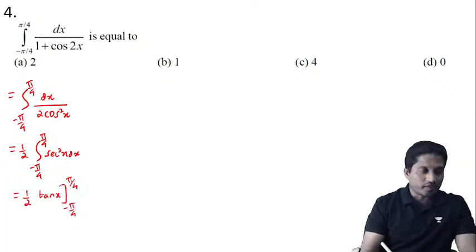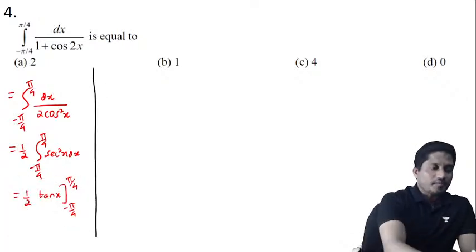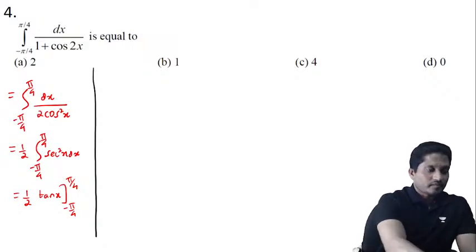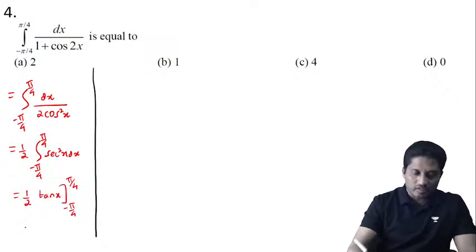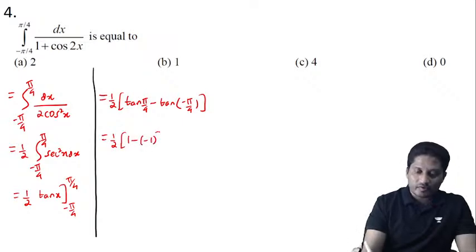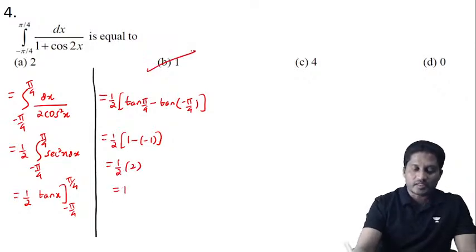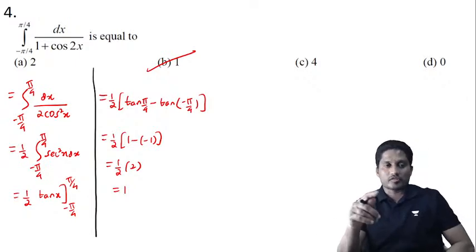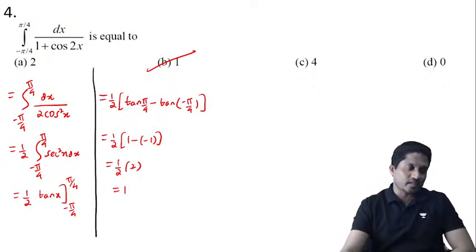Now substitute: upper limit minus lower limit. This is equal to 1 upon 2, upper limit is tan 45, lower limit is tan of minus pi by 4. Upper limit tan 45 is 1, lower limit tan of minus 45 is minus 1. So minus of minus is plus 1. Answer will be equal to plus 1. Answer is B. Alright, if you use that even property, odd property, you still get the same answer.